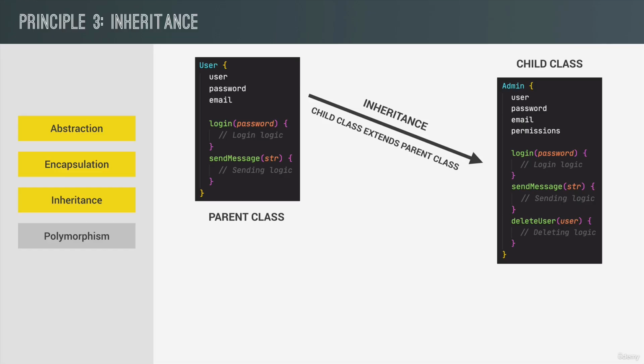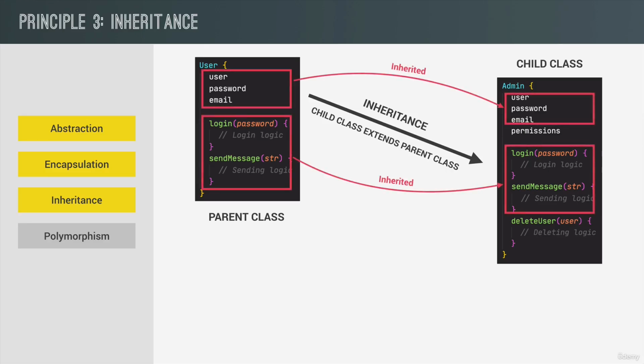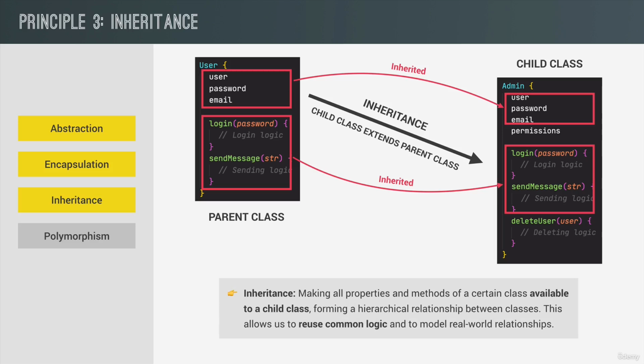So just like you as a child probably inherited some features of your parents, a child class inherits all the properties and methods from its parent class. Now, in more formal terms, inheritance makes all properties and methods of a certain class available to a child class, which, of course, then forms a hierarchy between these two classes.